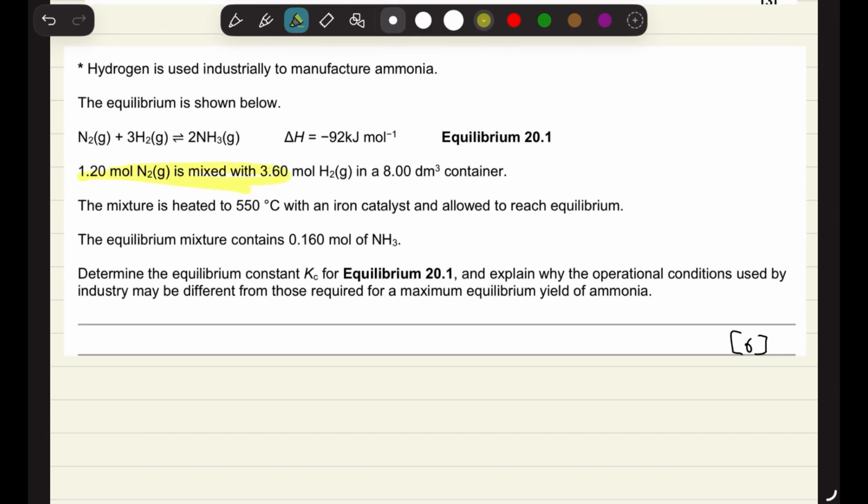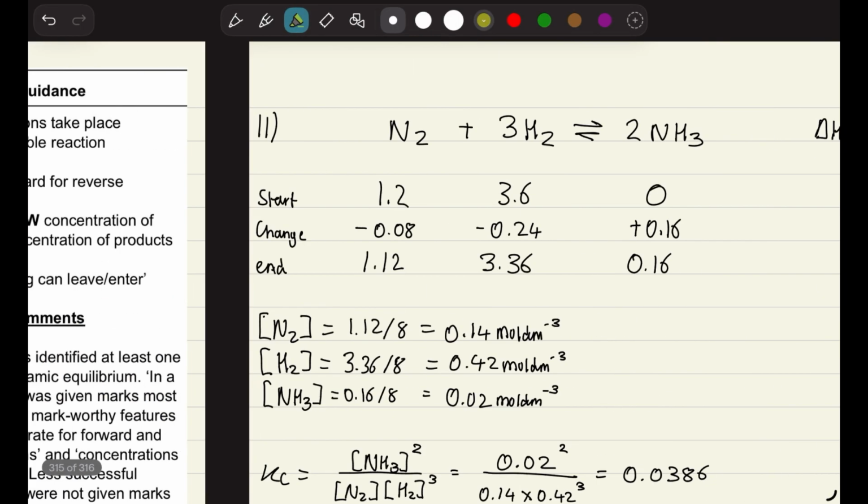So this is at the start. The reaction isn't at equilibrium at the start. They said the equilibrium mixture now contains that. So if we have the moles of ammonia at equilibrium, we need to now go back and figure out what the moles of hydrogen and nitrogen are at equilibrium. So how do we do that?